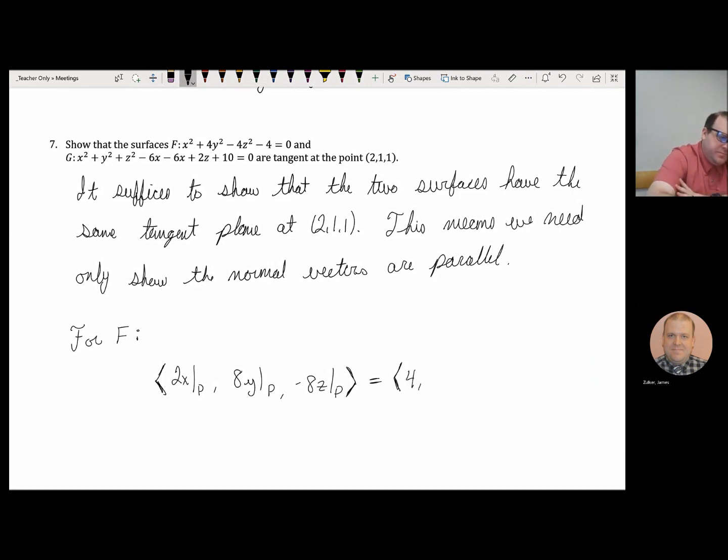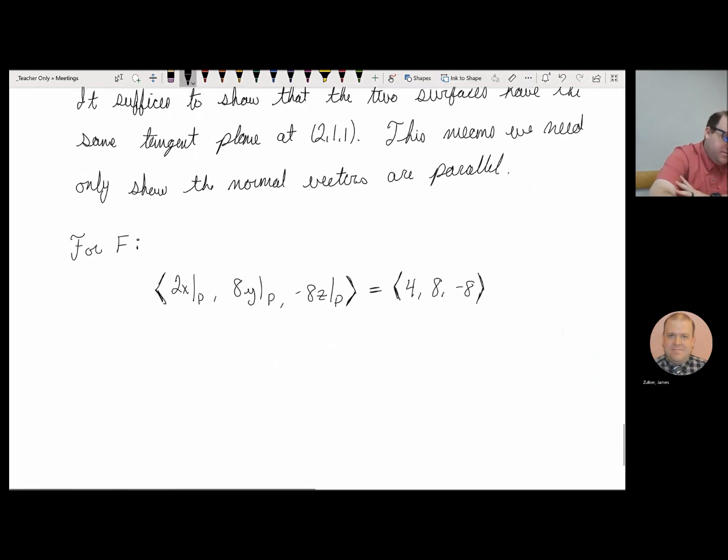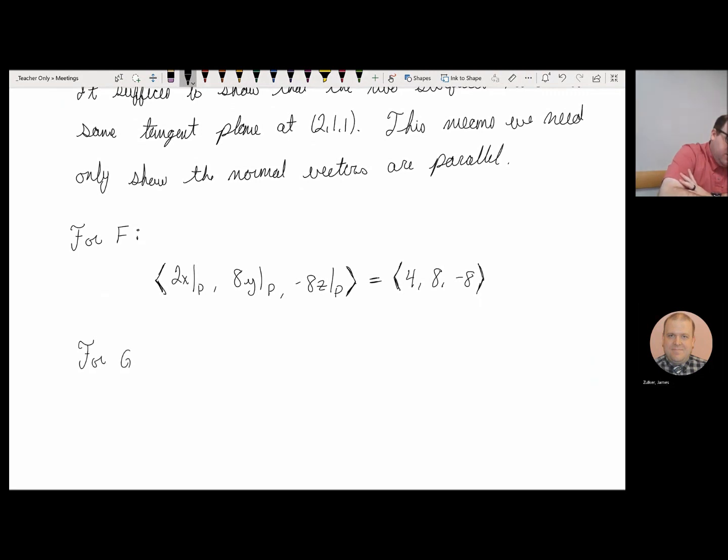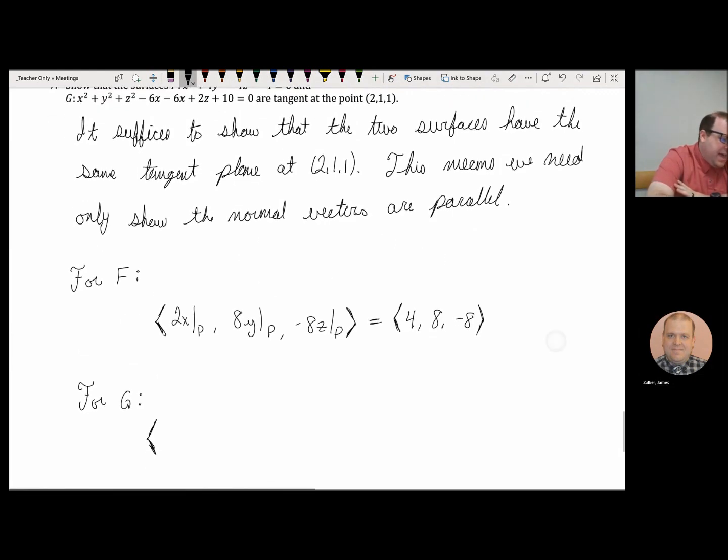Be what? 2 times 2? 8 times 1? Negative 8 times 1. So there is the normal vector for the tangent plane to F at the point. Do the same thing for G. So what is G sub x? No, that wouldn't make sense, would it? There we go.